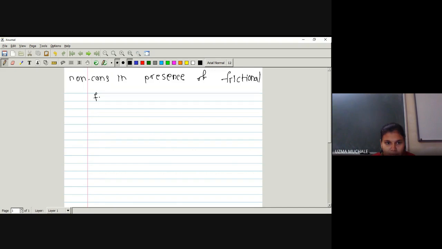We can say the frictional force is directly proportional to velocity. Correct? Is there any doubt for this? Because if the frictional force is there, obviously we need more velocity. Correct? So now we can say this is a directly proportional relation. I can write it in terms of equivalence.